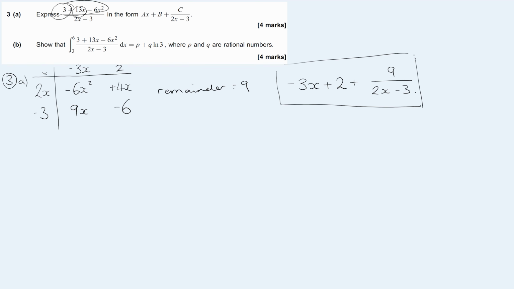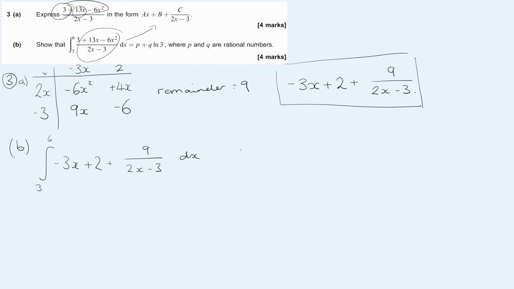So as I say, if you haven't seen this grid method before and you've tried a more complex method, that's fine, you can still get marks for it, but that's a really quick 4 marks there. On to part B then, we're asked to integrate the function and show that the solution comes as a set of rational numbers. So obviously we're not going to be integrating this, we're going to be integrating what we've done in part A. So let's integrate between 3 and 6, minus 3x plus 2 and plus 9 over 2x minus 3 with respect to x.